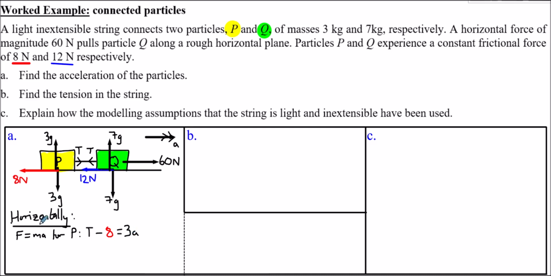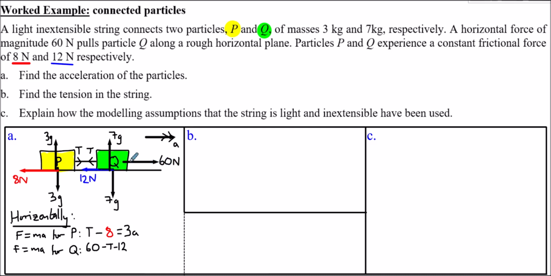So now we're going to do the same for Q. So F equals ma for Q. So for Q, we've got a force going to the right of 60 newtons. But we've got two forces holding it back. So we've got a T going the other way and 12. So 60 minus T minus 12. So that's going to be the overall resultant force going to the right.